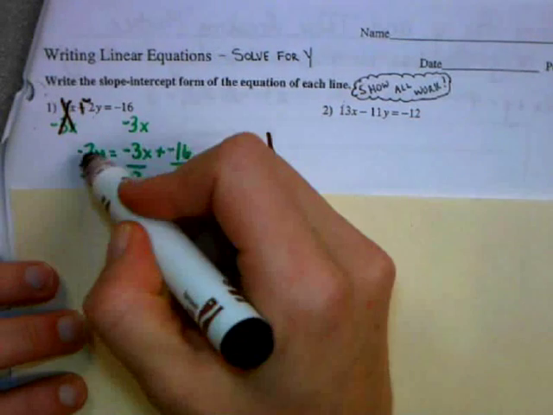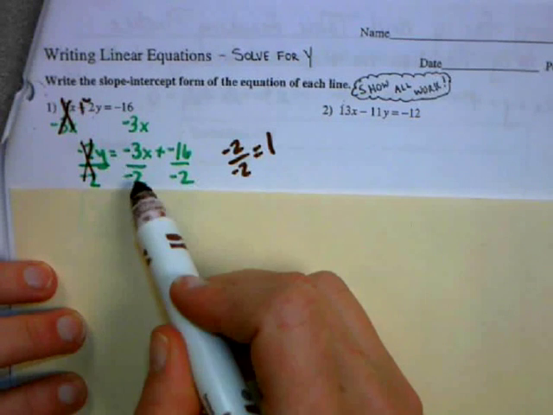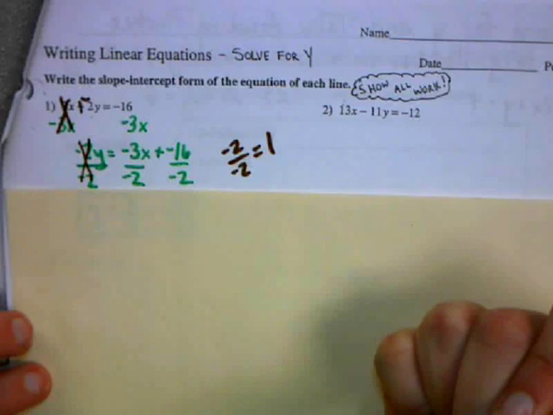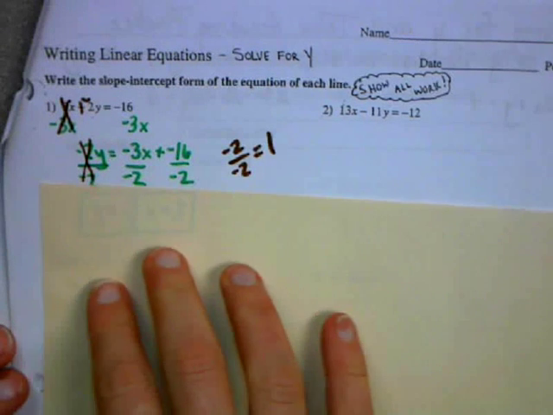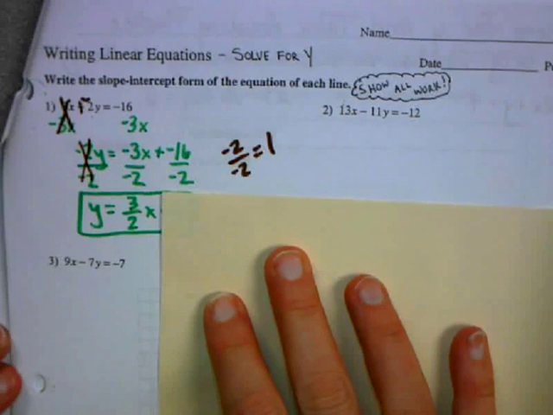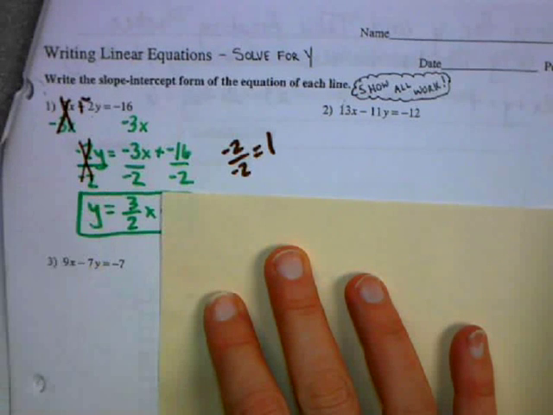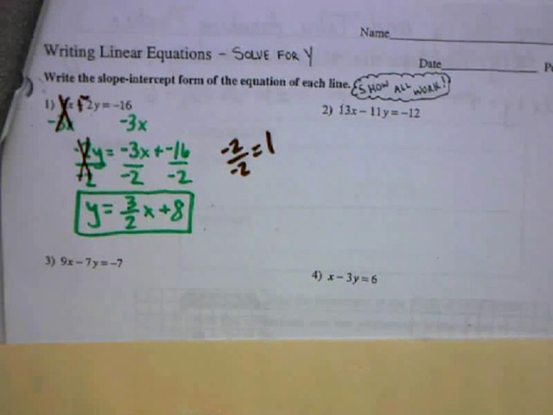So these are going to cancel out. We're going to be left with 1y, or just y. Negative 3 divided by negative 2. Can 3/2 be written as a more simplified fraction? No, it can't, but a negative divided by a negative is a positive. So that next step right there is 3/2, and the x gets rewritten. Negative divided by negative, positive 3/2. Negative 16 divided by negative 2 is a positive 8. So there we have it written in slope-intercept form.